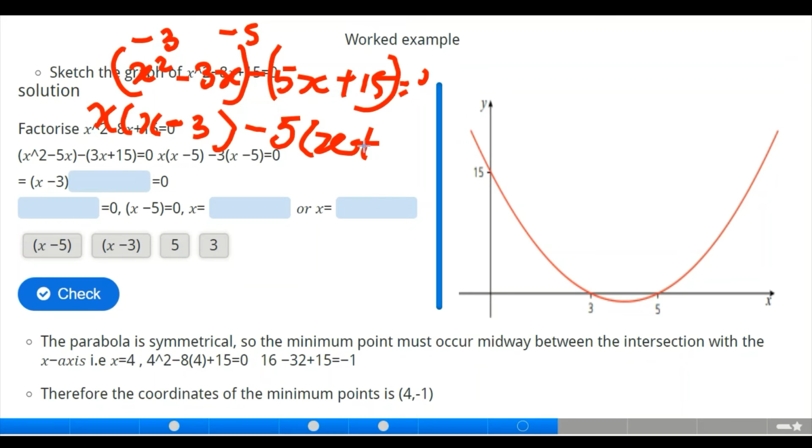So minus times plus will give us what? Minus. So this changes to minus and we have 3 equals 0. If you look at it, we have a common term inside the bracket. So we bring one of them out. We have x minus 3 and x minus 5 equals 0.